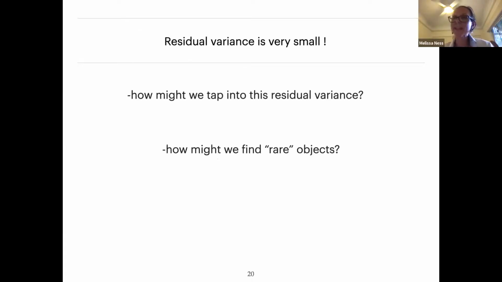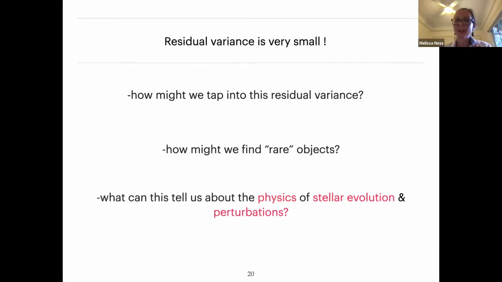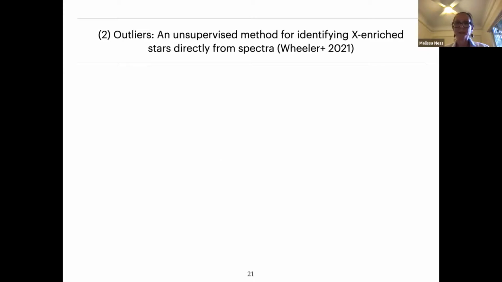And this is very related to asking how might we find rare objects? And what can this tell us about the physics of stellar evolution and perturbations? Okay, thinking about this residual variance is very related to how might we find the craziest objects with strange abundances, to my mind, in the Milky Way. Okay, and this raises the question of outliers, things that don't behave like the rest of the data.